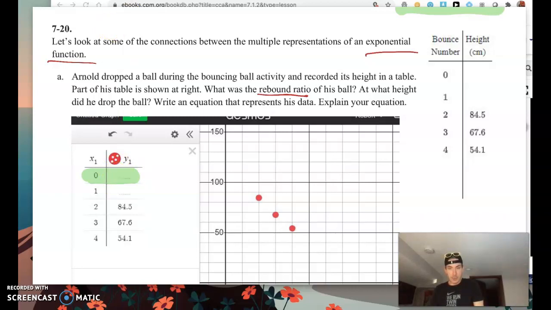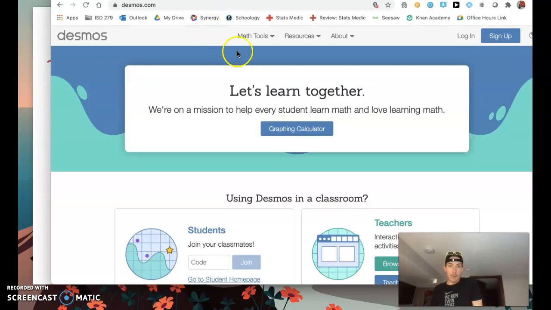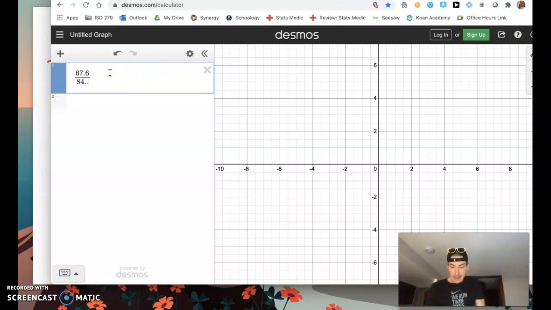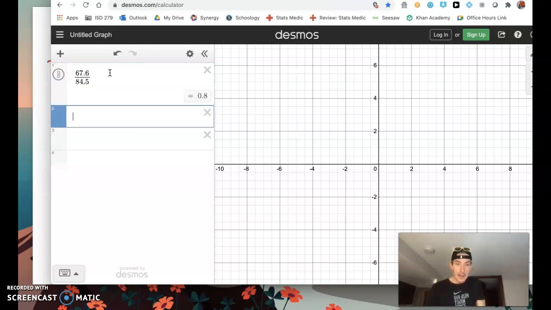I'm going to utilize Desmos a little bit here because Desmos does have a calculator. Remember, the rebound ratio can be found by taking a bounce height and dividing it by the previous bounce height, right? We're going to get back a fixed percentage if we remember that learning from earlier. If I just go to Desmos.com and click on the graphing calculator, I can do this math just by typing into these slots. I made a mistake there, I got one too many decimal points down here. And it'll give me that 0.8, that 80%.